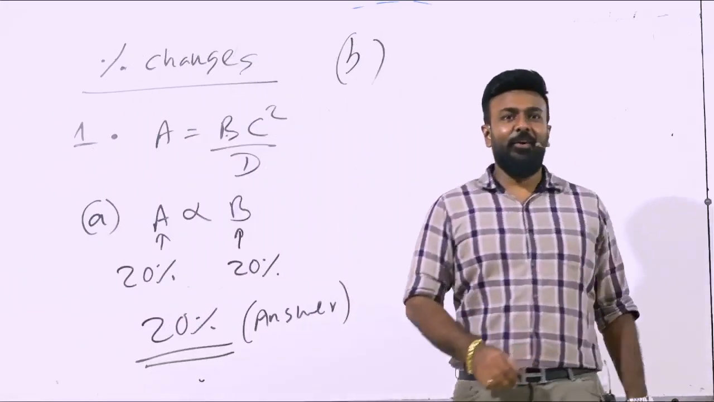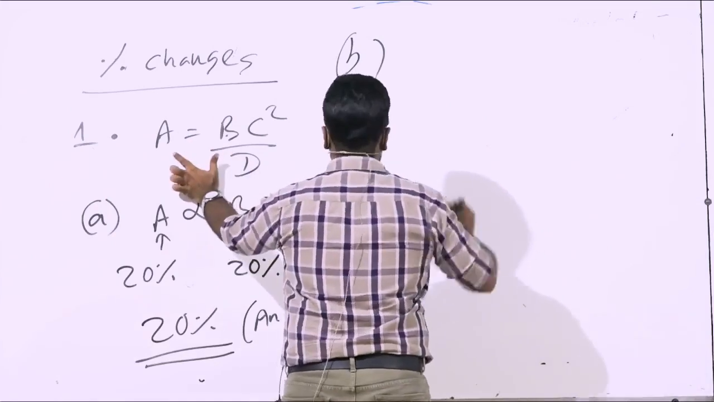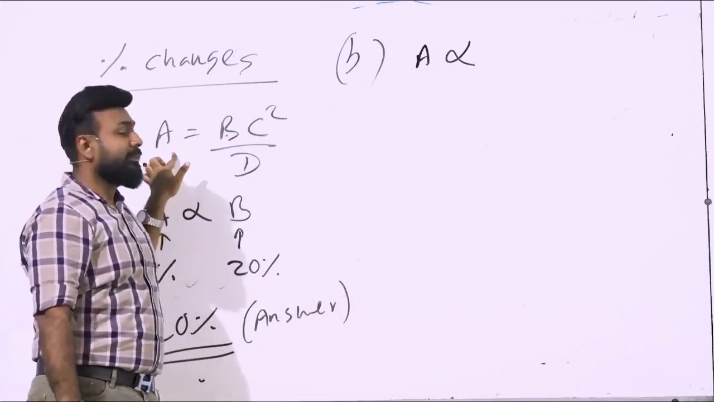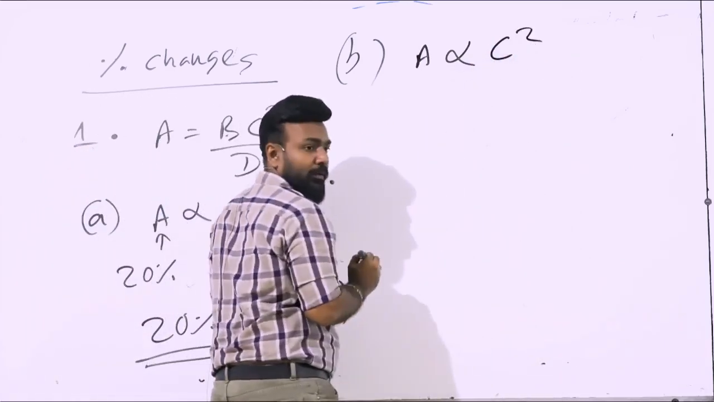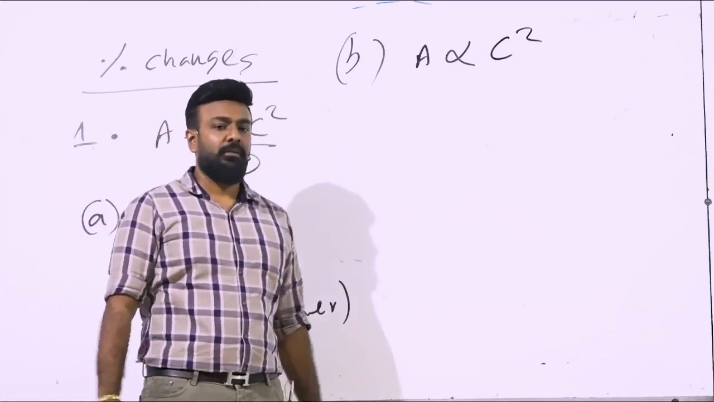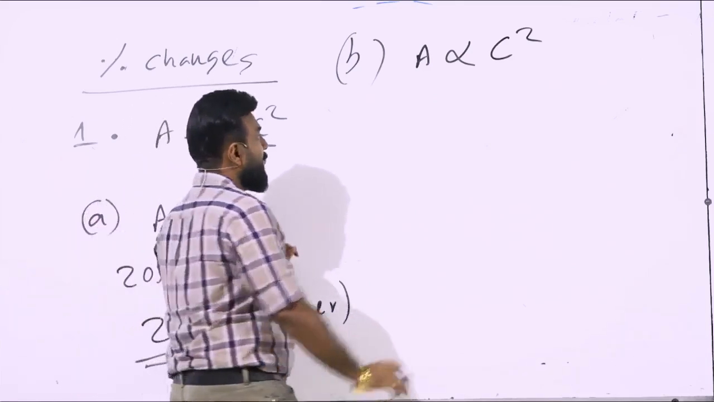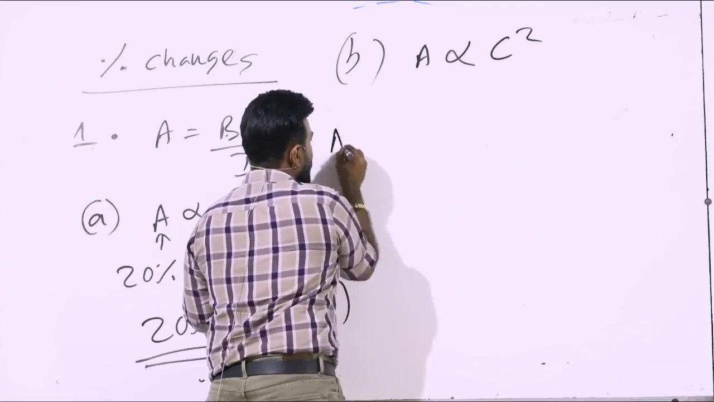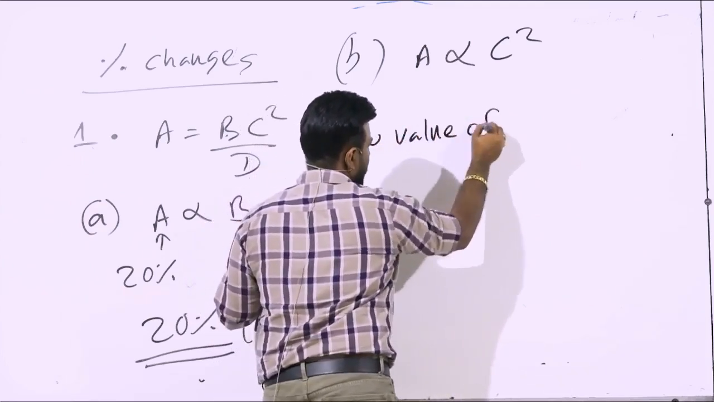See this one. Here A is proportional to what? C squared. We have to do a small thing here. Let's say this is the initial value of A. We are finding the new value of A.